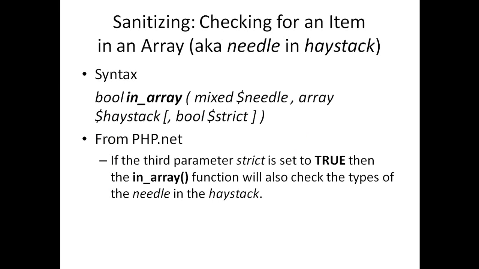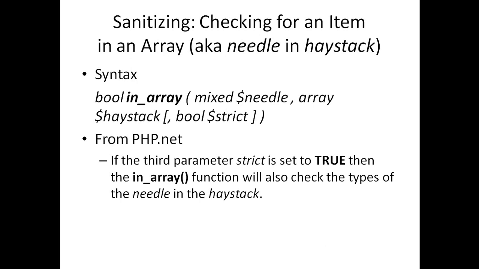When we talk about checking for an item in an array, the common phrase is searching for a needle in a haystack. And PHP on php.net uses needle and haystack as their variable names, just like in this example. So the inArray function returns a boolean. You pass it a mixed needle, an array haystack, and an optional argument of bool strict. So if the third parameter strict is set to true, then the inArray function will also check the types of the needle in the haystack.